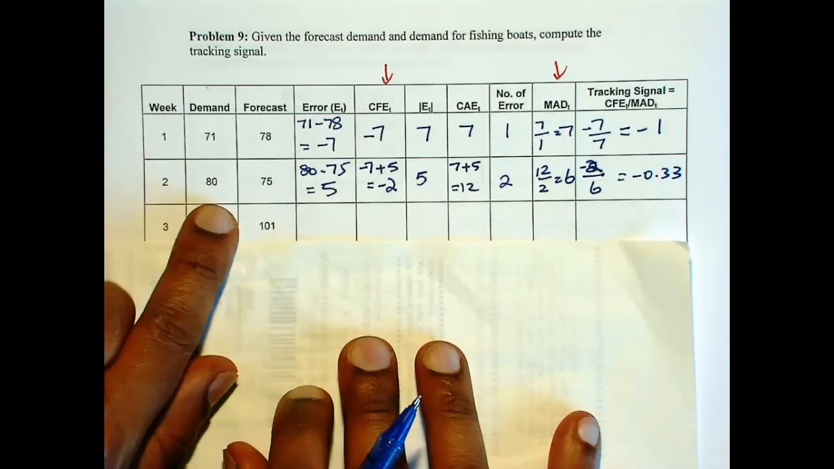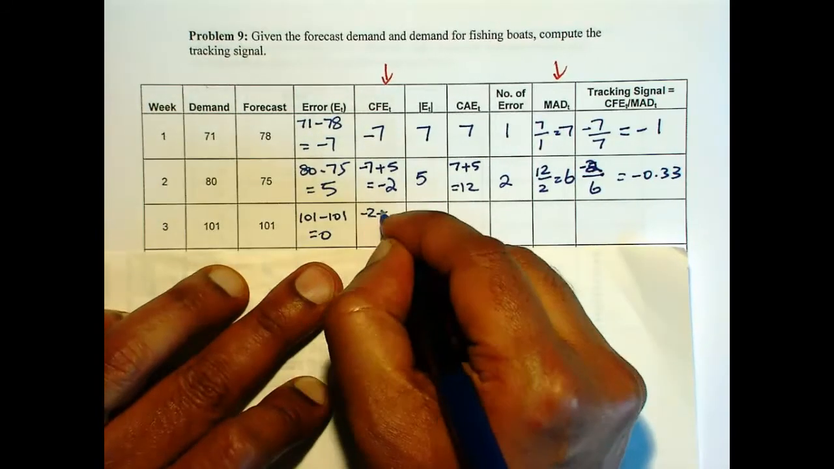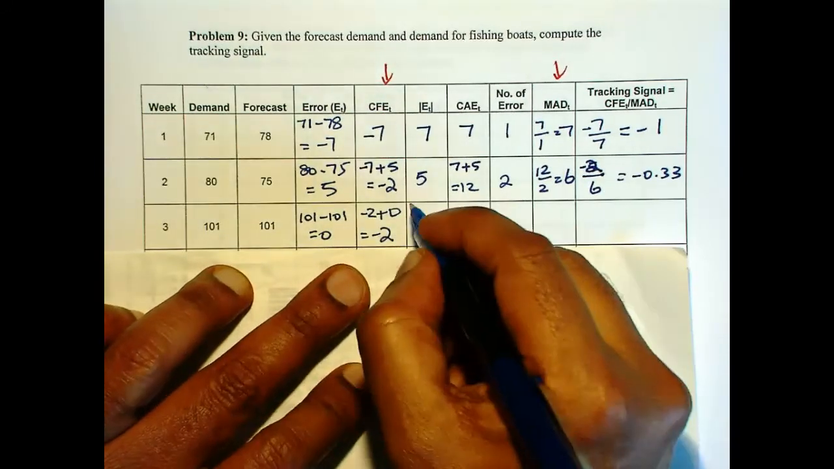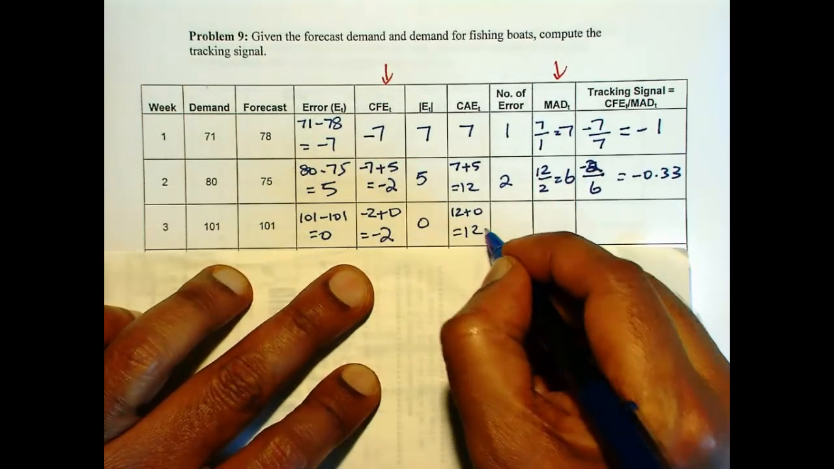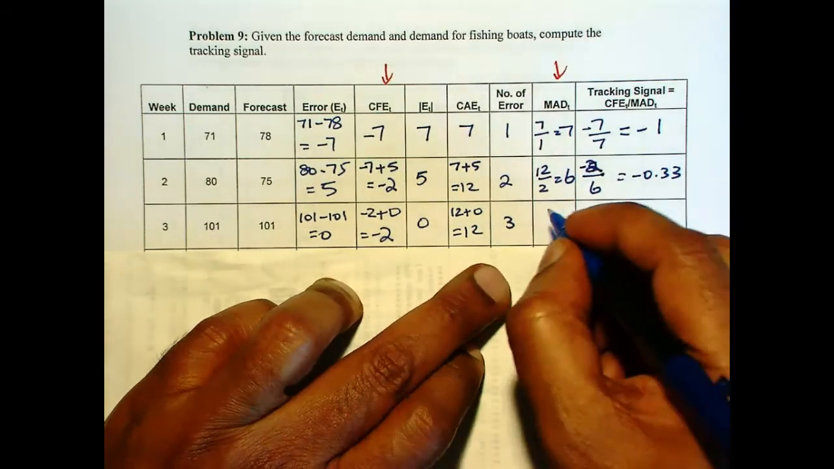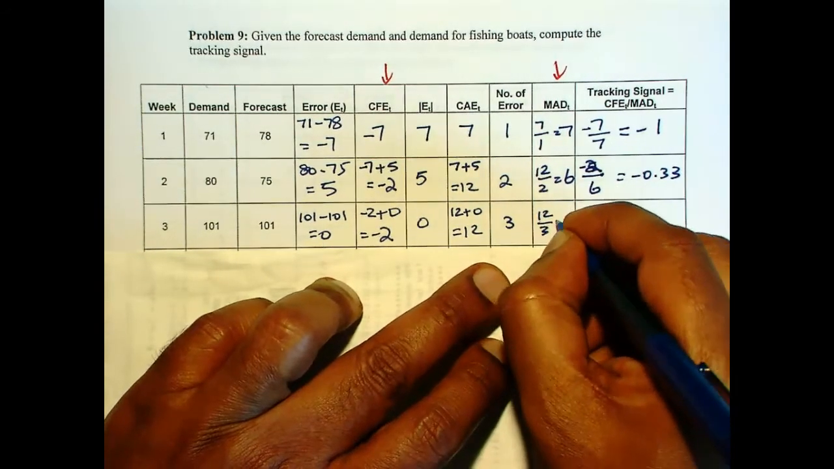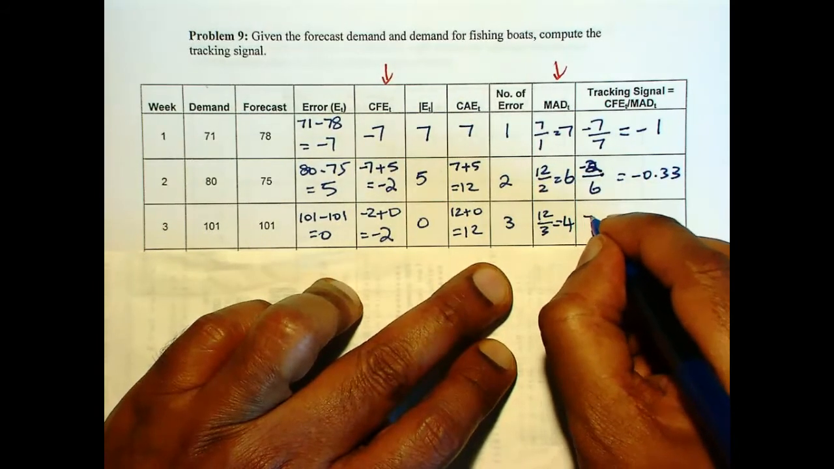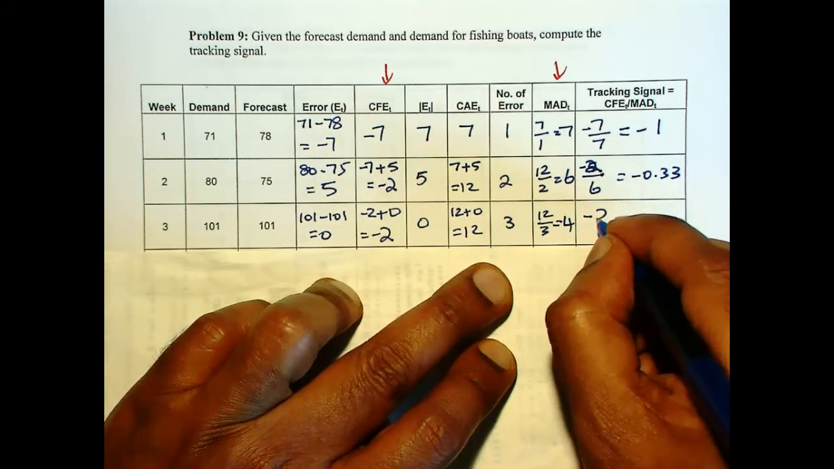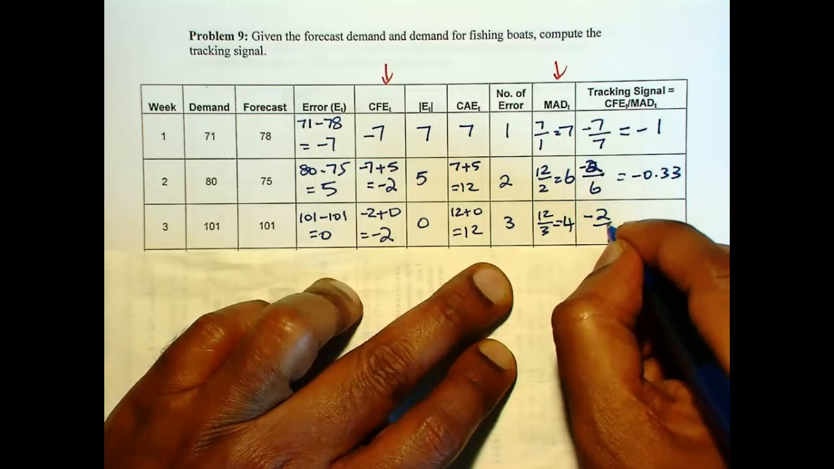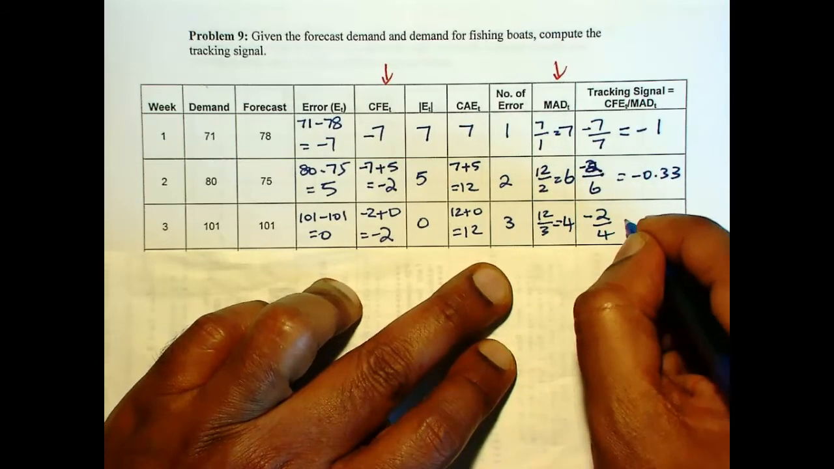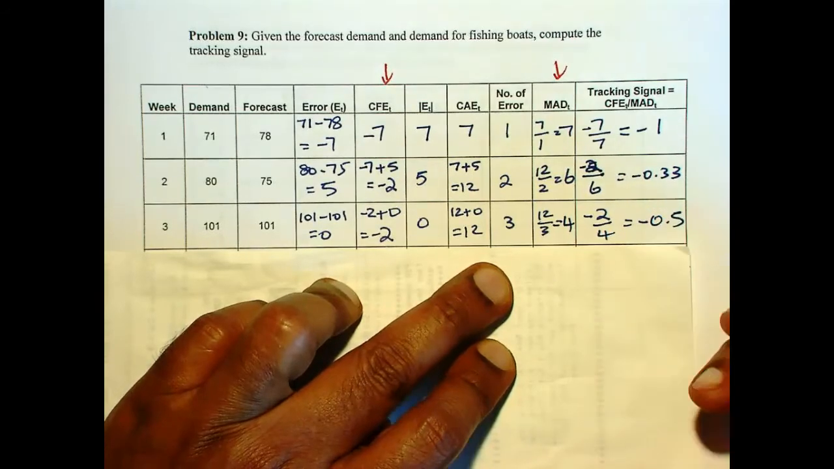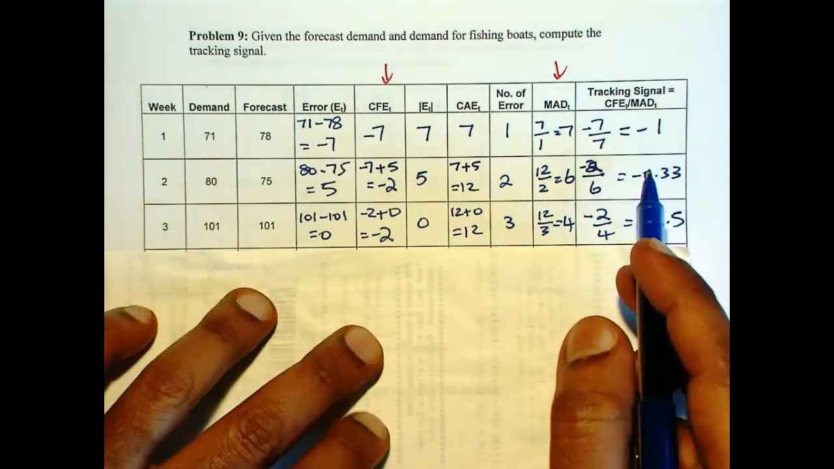Now the third period, we start out with a forecast and at the end of period 3 we have 101 minus 101, which gives an error of 0, so the cumulative forecast error is minus 2, and the absolute error is 0, so the cumulative absolute error stays 12. Now we have 3 errors in it, so 12 over 3 is 4, and then minus 2 over 4 is minus 0.5. So up to this point it's pretty good. It's close to 0. It's not too big.